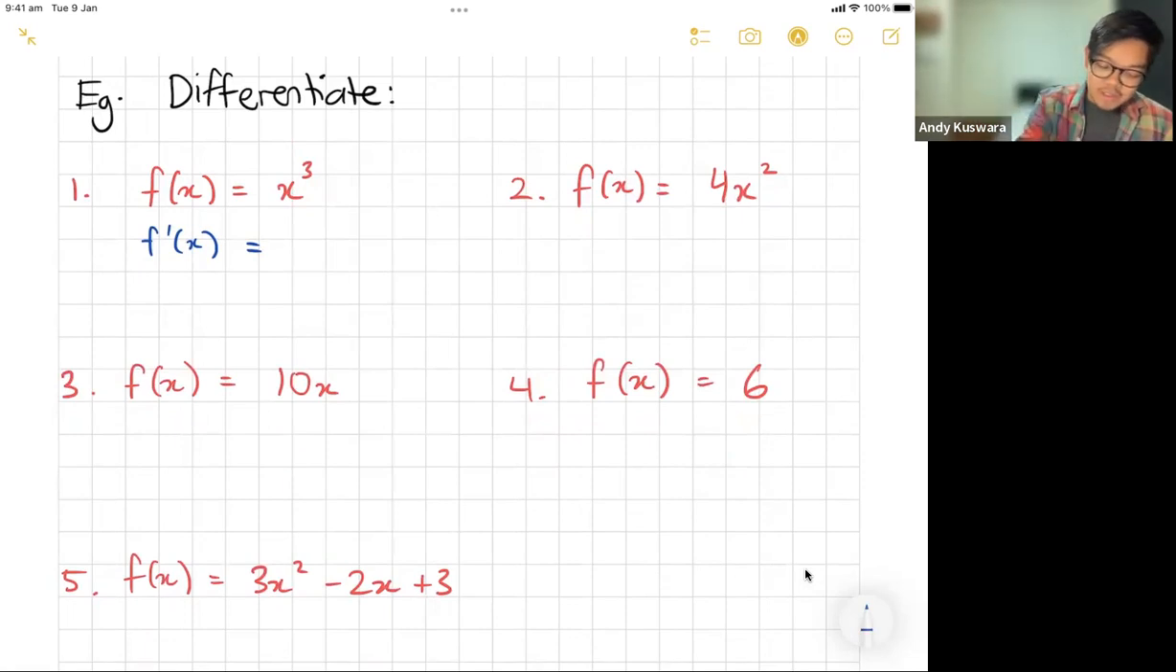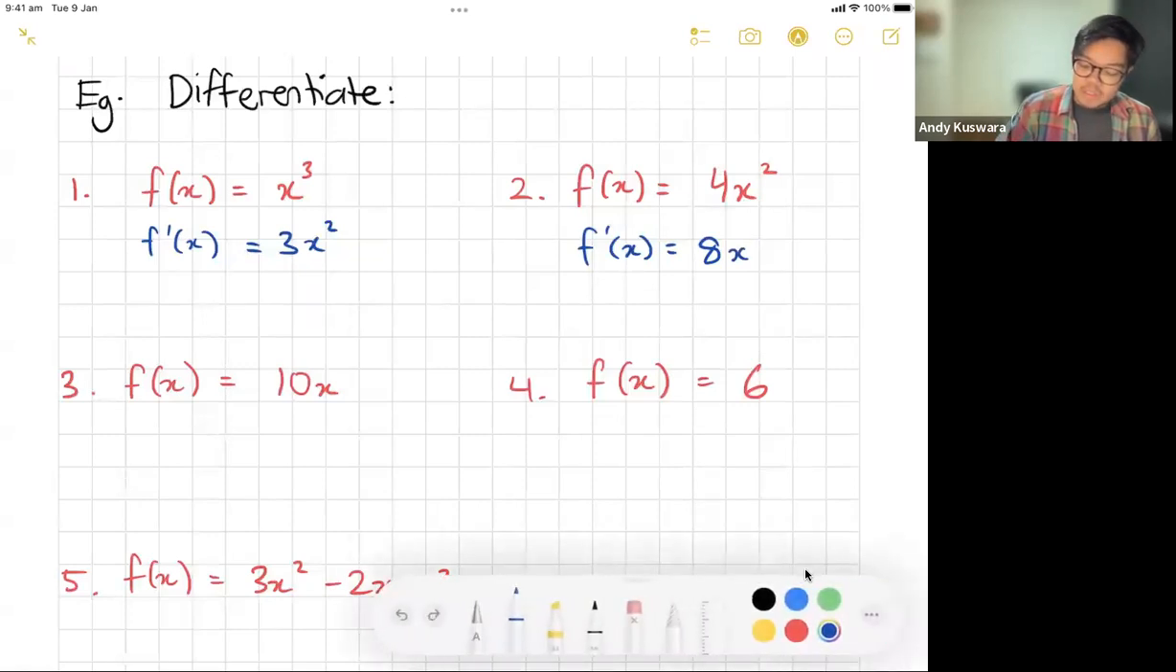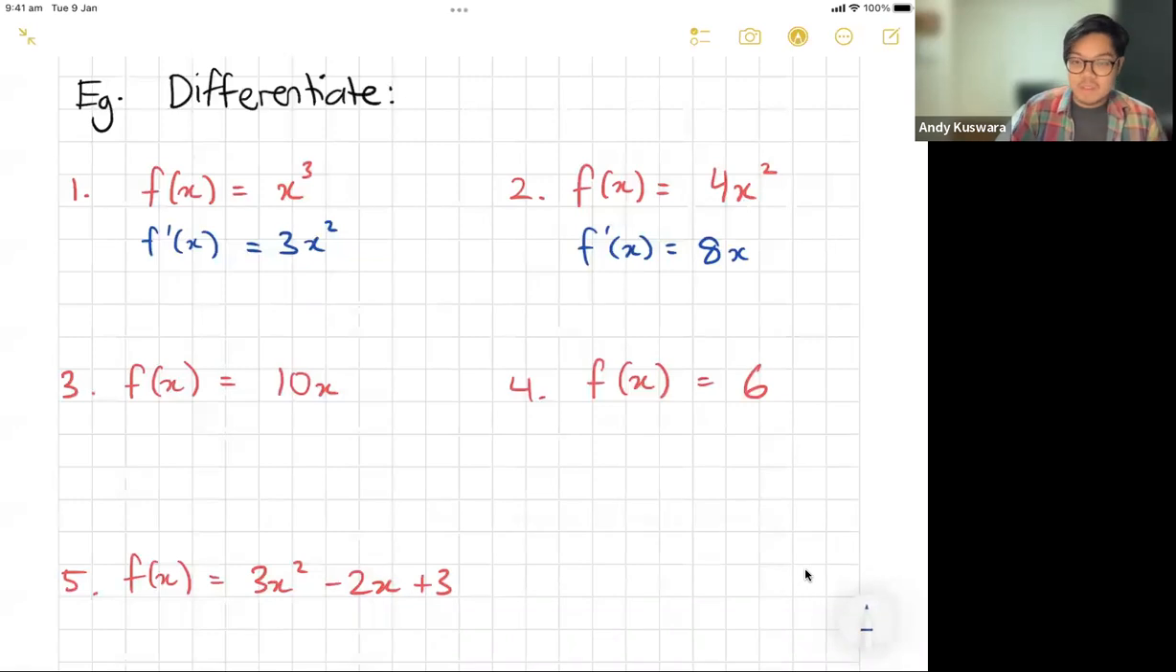Okay, so if I've got f dash x here, power comes down the front, and then you take away one from the power. So 3 take away 1 is 2, 3x squared. For this second one here, f dash x, the power of 2 comes down the front, so 4 times 2 gives me 8x, and then 2 minus 1 is just to the power of 1, but I really don't need to write that. So it's just 8x.